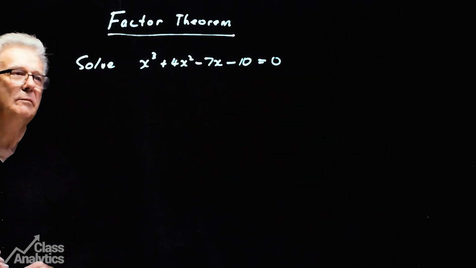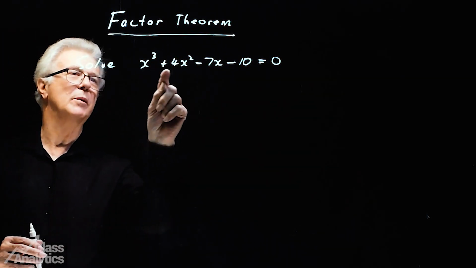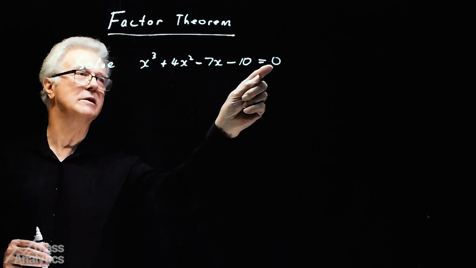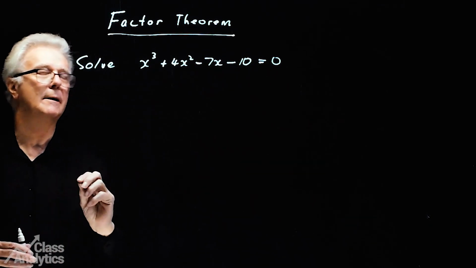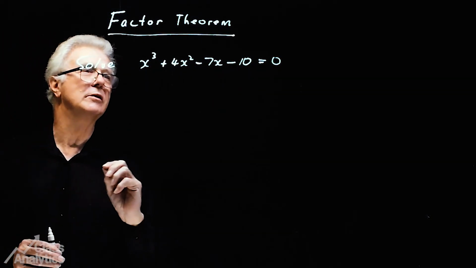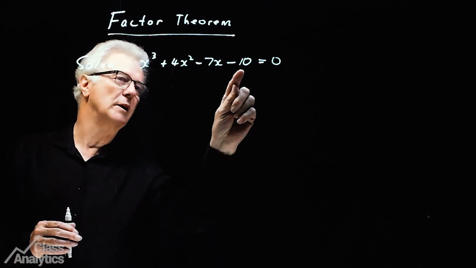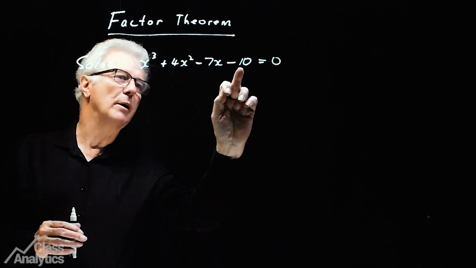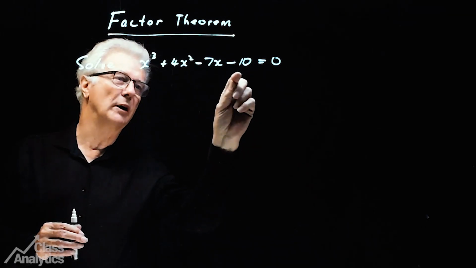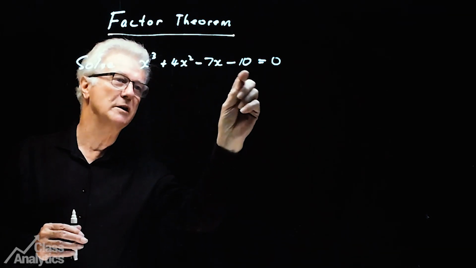This is the factor theorem. We have to solve x cubed plus 4x squared minus 7x minus 10 equals 0. To do that, we have to just try some values. Normally it'll be 1 or minus 1, but the trick is, if you look at this number here, it'll be one of the factors of this. So it could be 1, minus 1, 2, minus 2, 5 or minus 5.